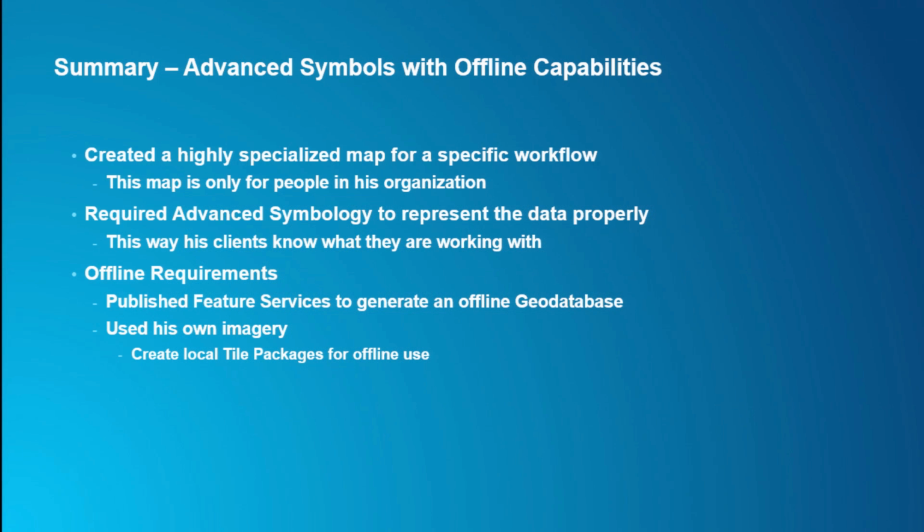Cool. Thanks, Lucas. So Lucas in this workflow created a highly specialized map, and the map was only for people in his organization. So he could either put it on a web map or host it on his own portal. He needed advanced symbology because otherwise his users wouldn't know what they're looking at. And he needed to go offline. He also used a raster tile layer because that's what people wanted to see for their workflows, and because raster tile layers are very easy to take offline and DPI wasn't actually an issue there.